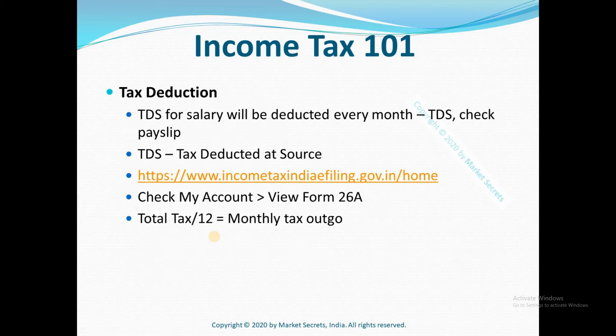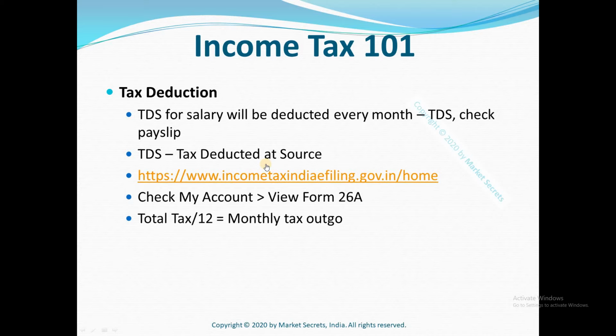So the tax for salary will be deducted every month in the form of TDS. You can check your pay slip to get the details of how much was deducted as tax. TDS is nothing but tax deducted at source. So at the source of your income, the tax will be deducted. When you get interest from your bank, the TDS will be deducted there as well.